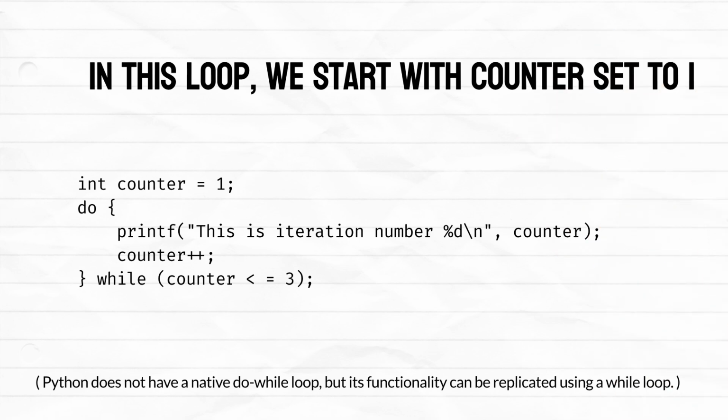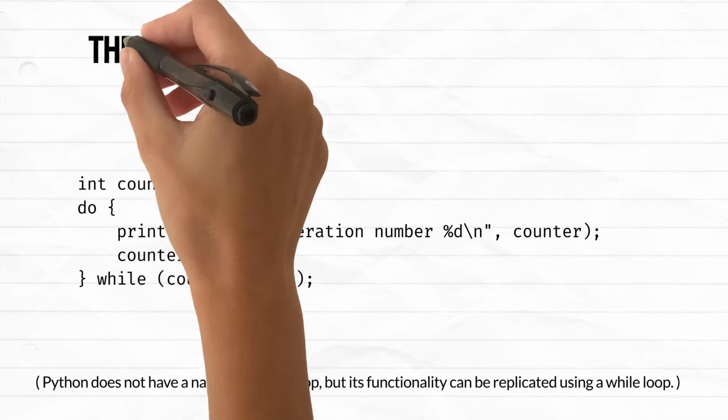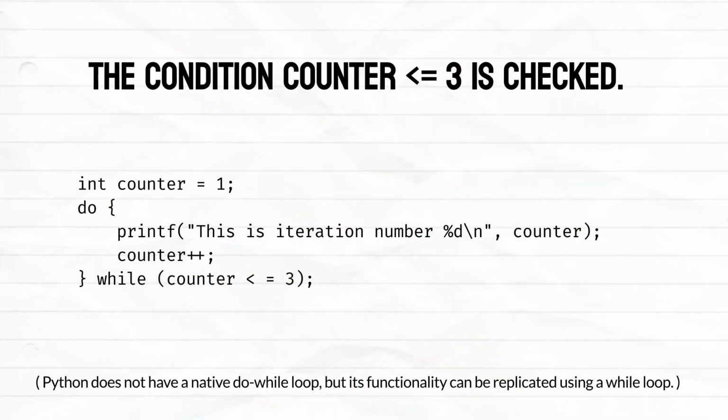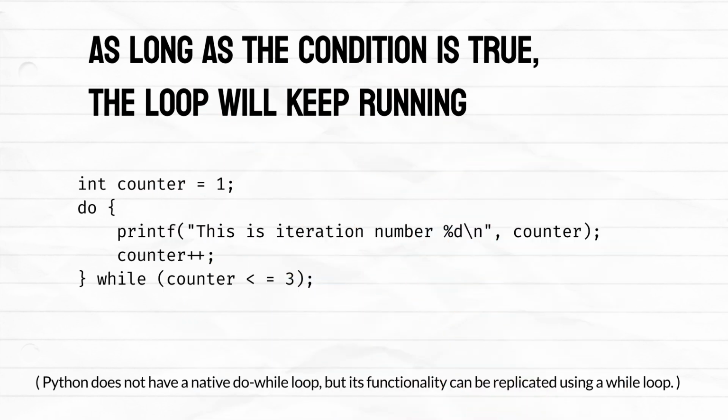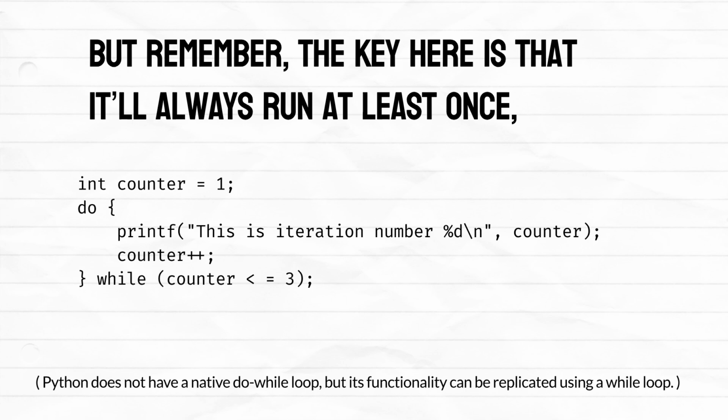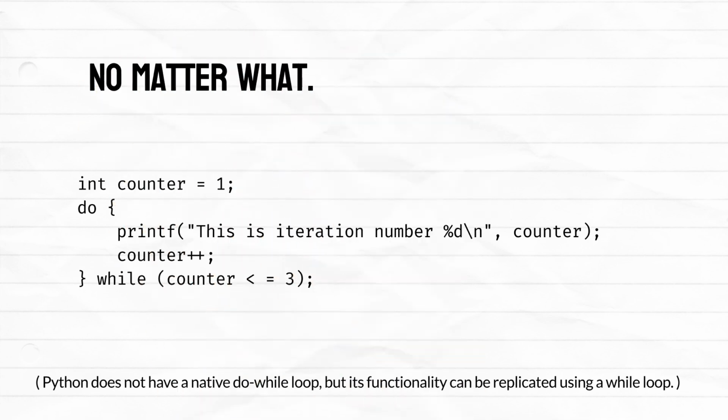In this loop, we start with counter set to 1. The code inside the loop runs, and only after that, the condition counter less than or equal to 3 is checked. As long as the condition is true, the loop will keep running. But remember, the key here is that it'll always run at least once, no matter what.